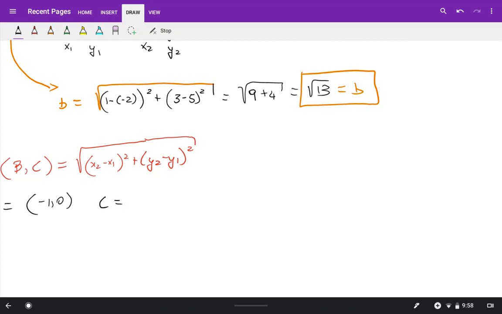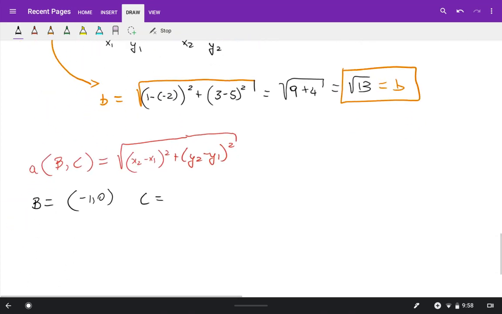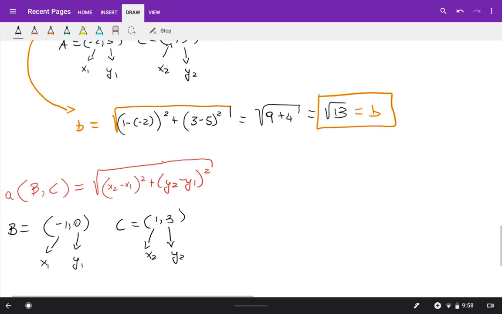And C has coordinates (1, 3). So the first one you're going to label as x1, y1. The second point you're going to label as x2, y2. And we're just plugging into the distance formula.